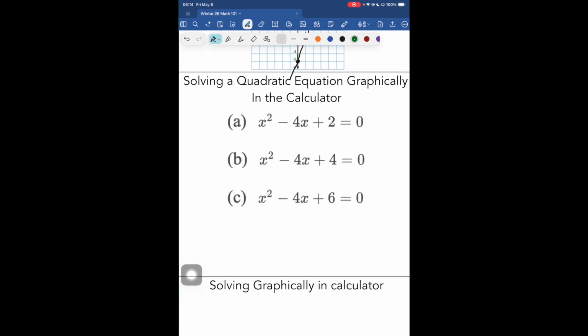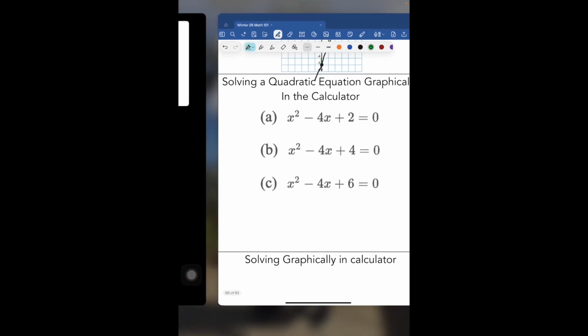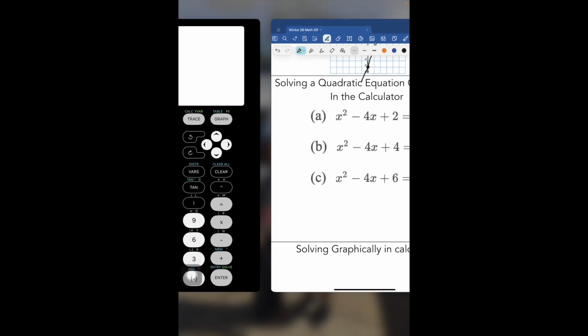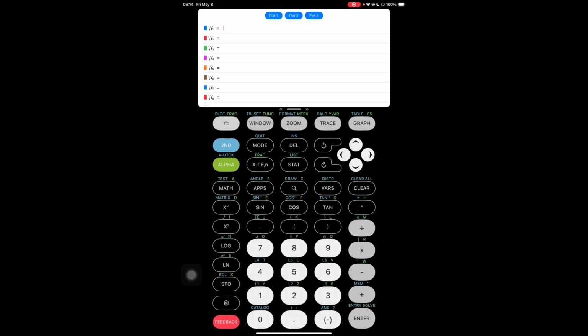Okay, for solving a quadratic equation, I'm going to take these equations first and plug them into a graphing calculator just so that we can see what it looks like. So we have x squared minus 4x plus 2, x squared minus 4x plus 4, x squared minus 4x plus 6. Okay, so pull up your calculator. We're going to go y equals, we're going to say x squared minus 4x plus 2. And I'm going to graph.